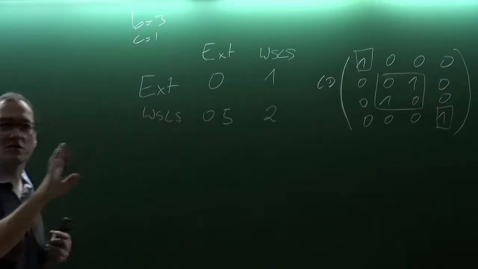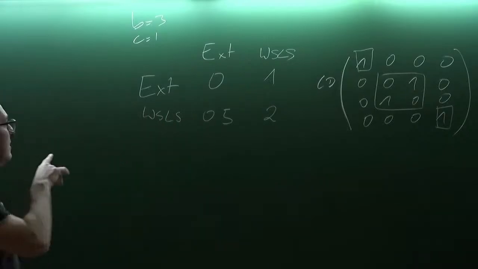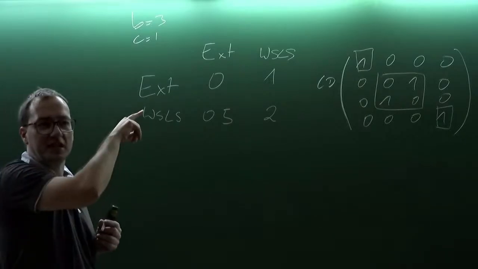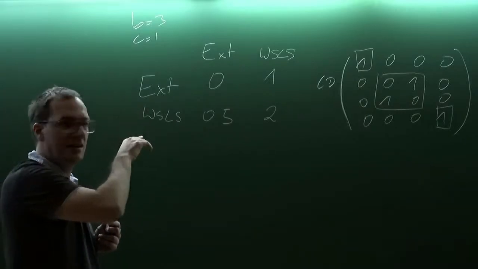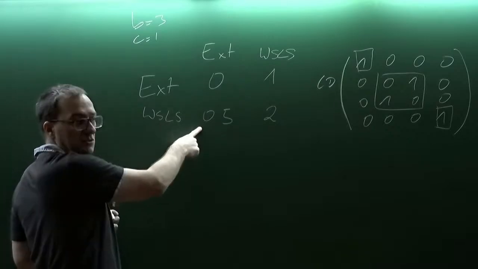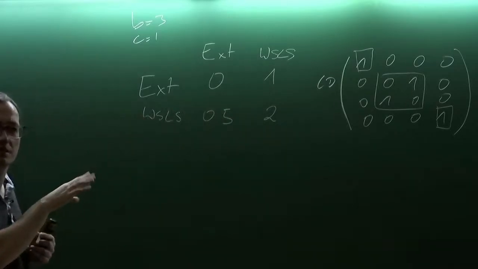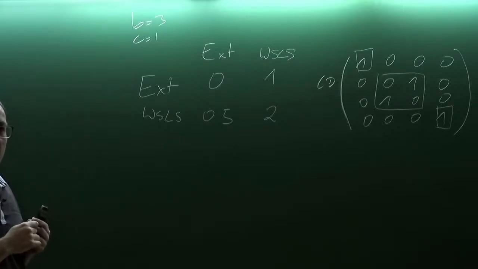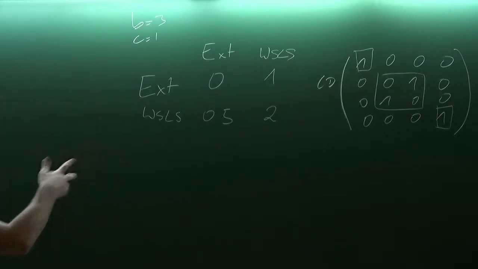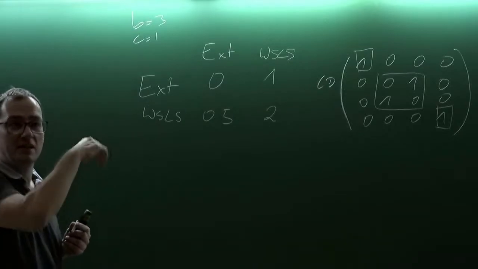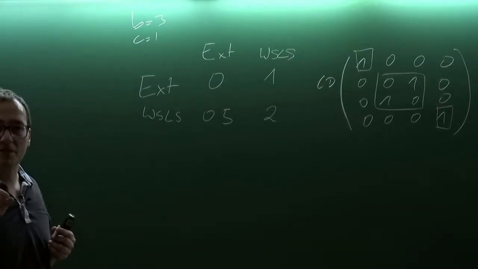But what you also see when you look at this payoff matrix is: should you really play extortion? If you look at it with classical eyes, no, you shouldn't, because 0 is worse than 0.5, and 1 is worse than 2. So extortion is actually a dominated strategy. And therefore, in large populations, dominated strategies tend to go extinct. In small populations, they can sometimes survive.